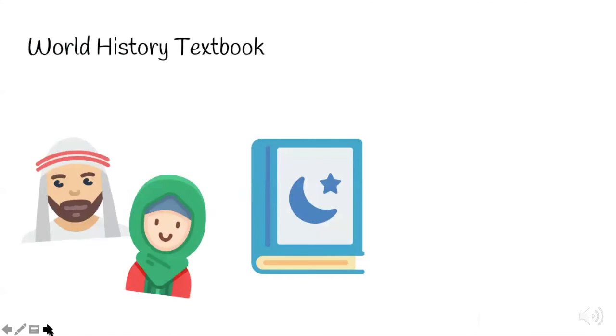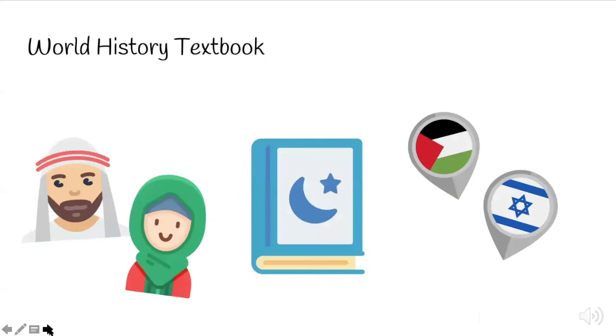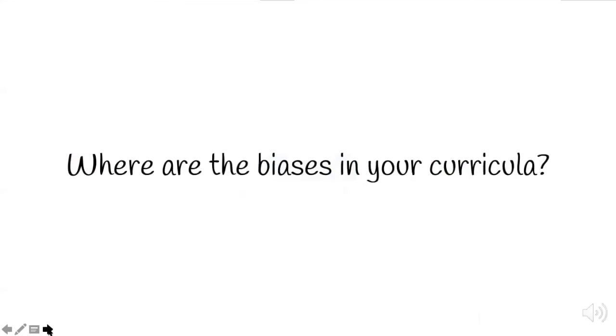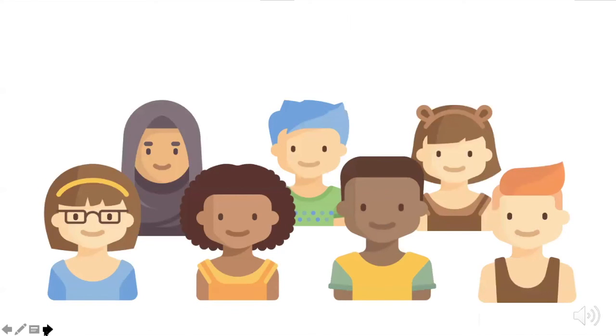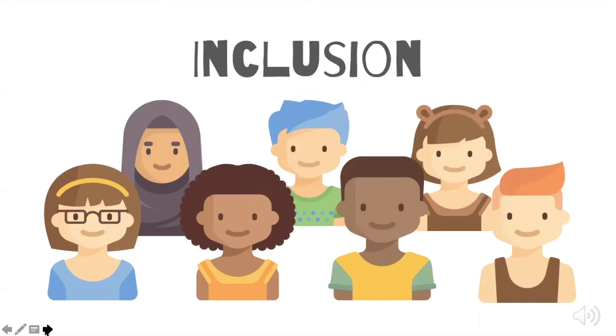To recap, this textbook did have bias in portrayal of Muslims, the Arab world, and the Palestinian-Israeli conflict. As an educator, I must next consider how I will work against these biases. Where are the biases in your curricula? I hope you'll keep asking yourself questions about the materials you use with your students. Because remember, by analyzing our curricula for biases and drawing on additional materials to overcome those biases, we can help more of our students to feel included.